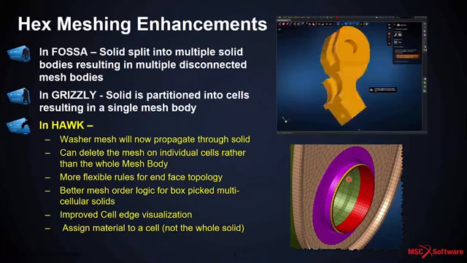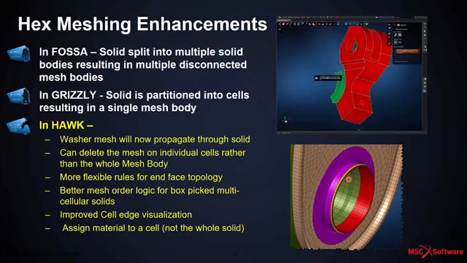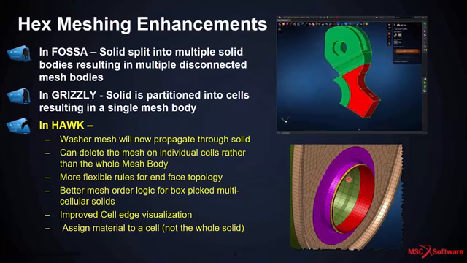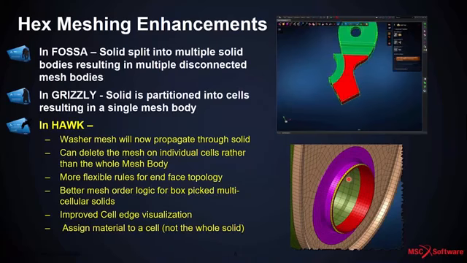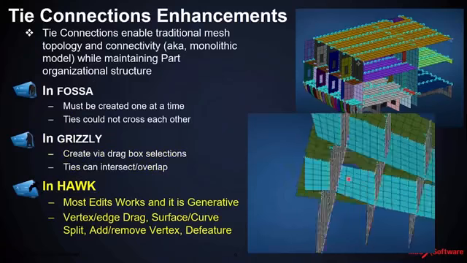And these are the typical examples, and it is more applicable even in gaskets and seals, where most of the time the rubber materials are made out of dual durometer materials. Those are the enhancements in the hex meshing.